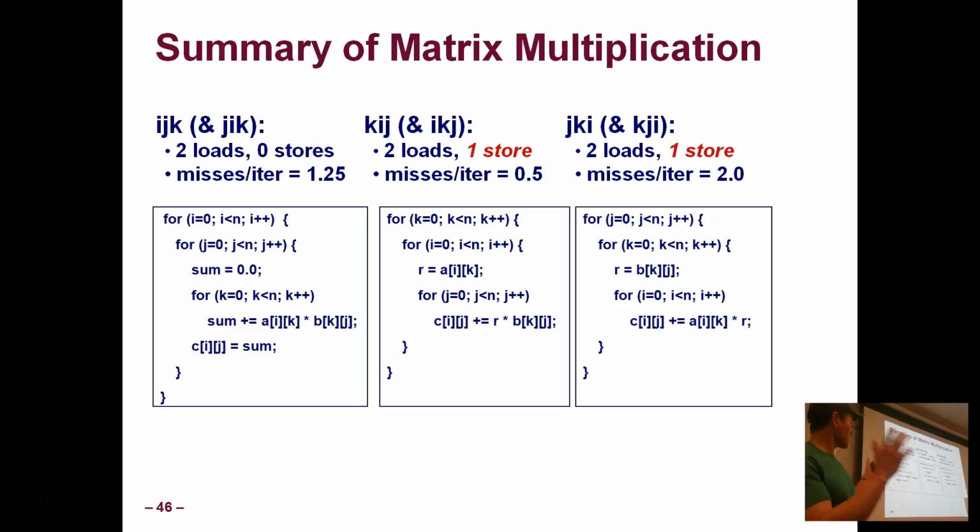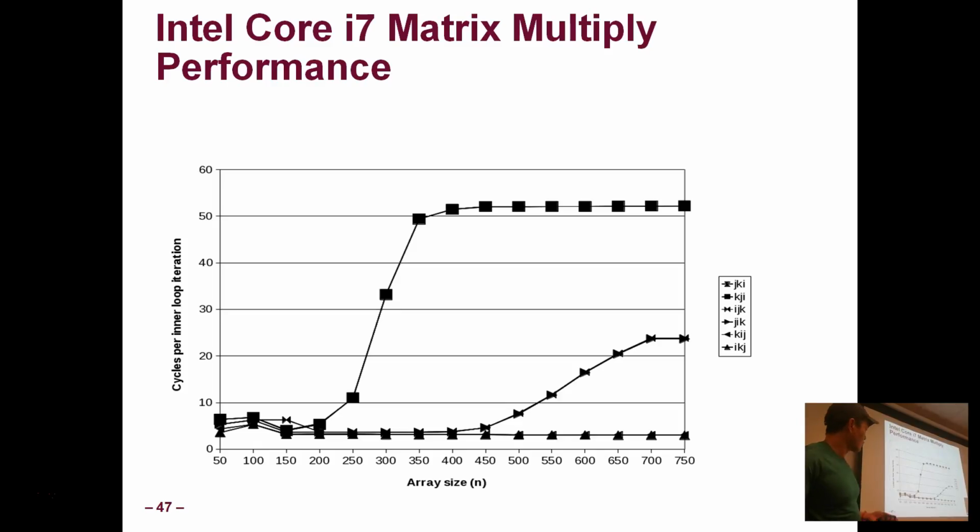Matrix multiplication cage match. We have IJK, KIJ, and JKI, and these are the loop iterations. So 2 loads, 0 stores, 2 loads in a store, but the number of misses is 0.5, whereas the misses per iteration here is 1.25. And then JKI, which has 2 loads, a store, and 2 misses per iteration. That should definitely lose. And so this is what you get.